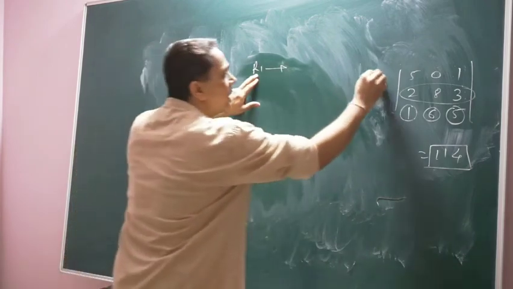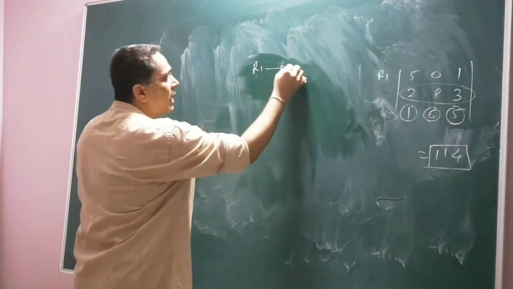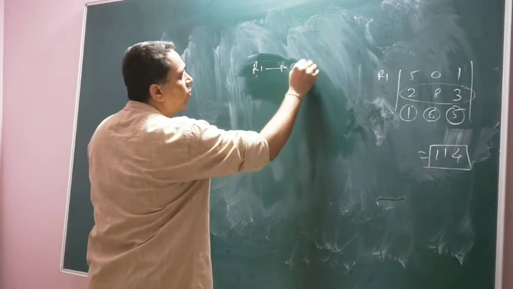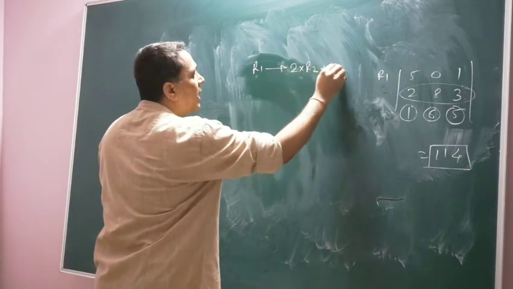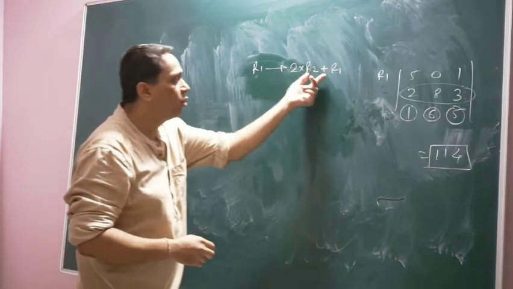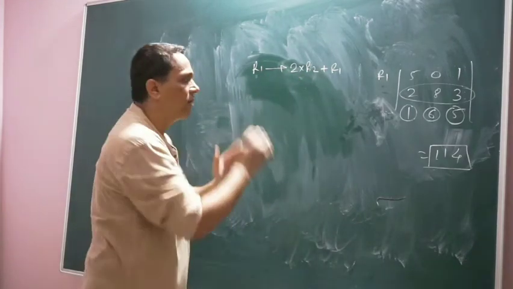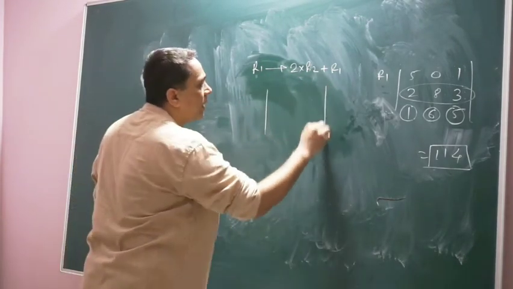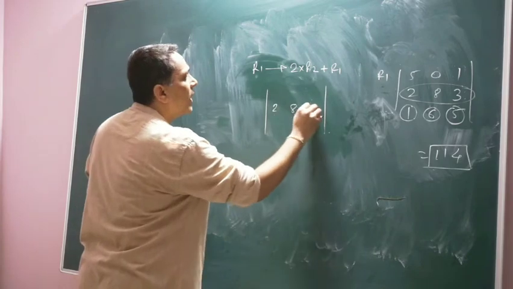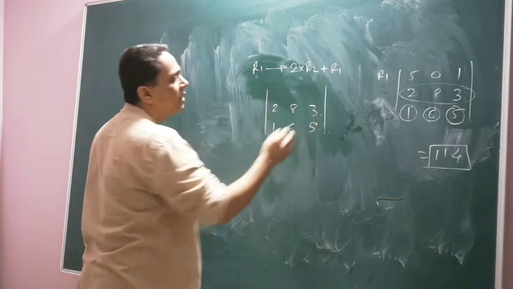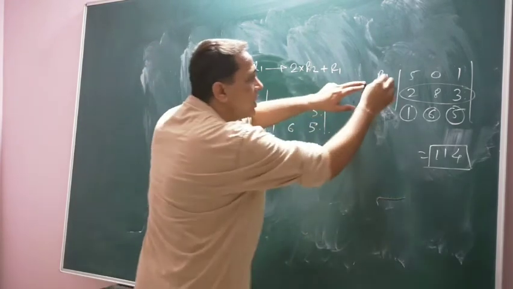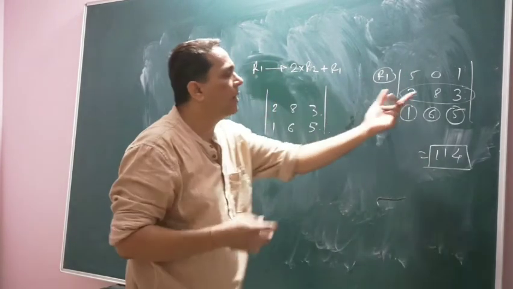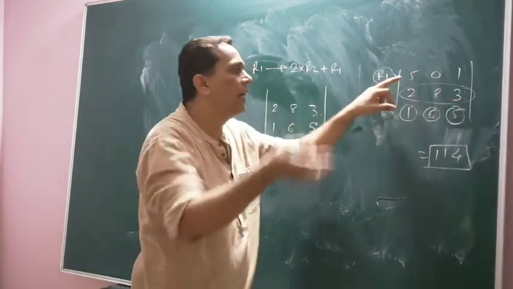R1 is going to change. What we are doing is, we are multiplying R2 by 2 and adding it to R1. So 2 into R2 is added to R1. So what will be the new determinant then? R2 and R3 are going to be same. They are not changing. What we are changing is R1. We are multiplying this row by 2 and adding it to R1.